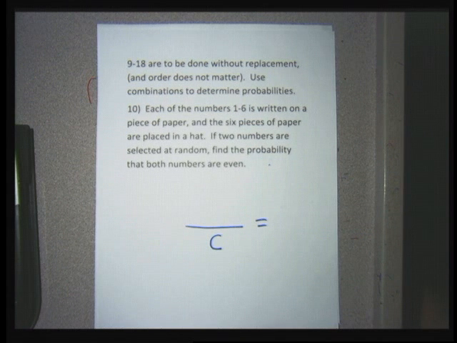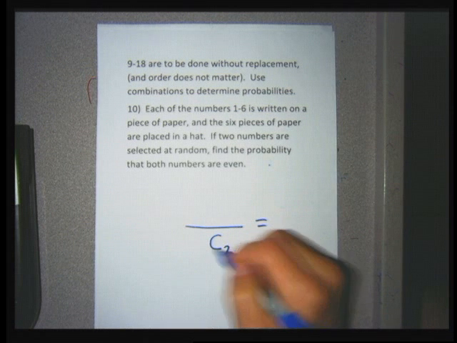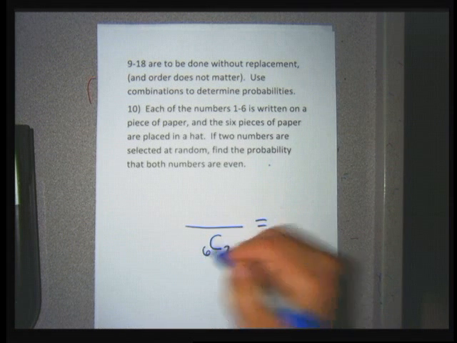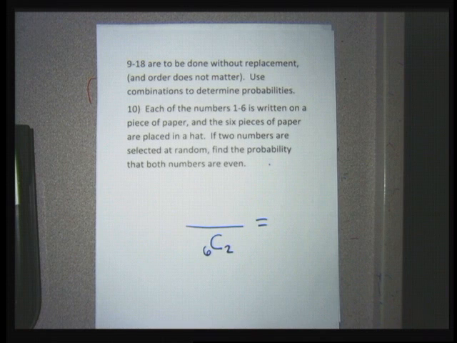So in problem 10, the numbers 1 through 6 are written on a piece of paper, placed in a hat. 2 numbers are selected at random. Find the probability that both numbers are even. So in the denominator, I want to get 2 numbers. I can get any of 6, so that's a 6 choose 2.